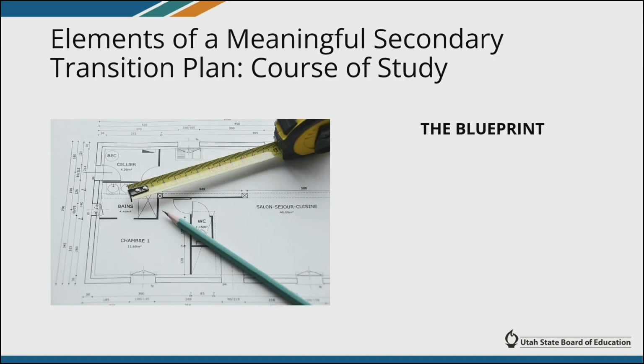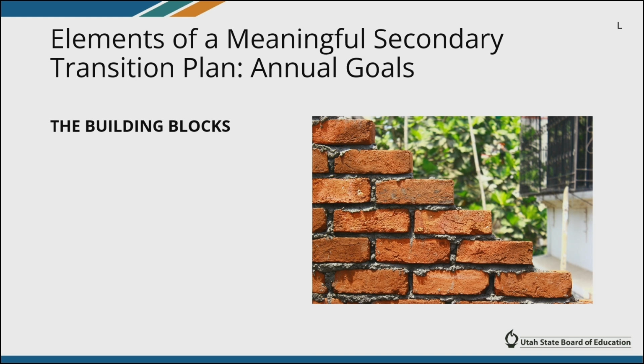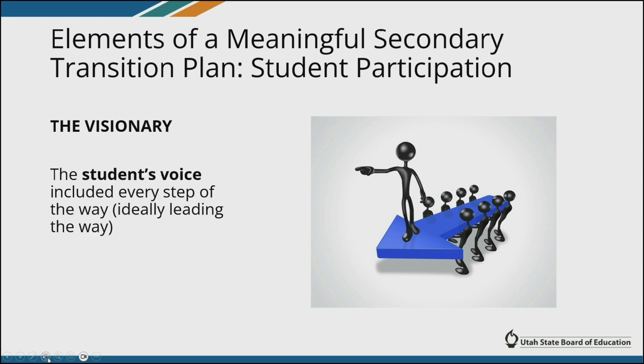The blueprint for the vision includes mapping out the course of study for each student to prepare them to accomplish their post-secondary goals. The course of study should include classes needed for graduation across multiple years, as well as classes that relate directly to the student's post-secondary goals, such as electives or career and technical education pathways. The building blocks that support the student's plan for transition to post-secondary settings are the annual IEP goals that align with their vision. These are short-term goals to be accomplished during the current IEP year to work toward the long-term post-secondary goals.